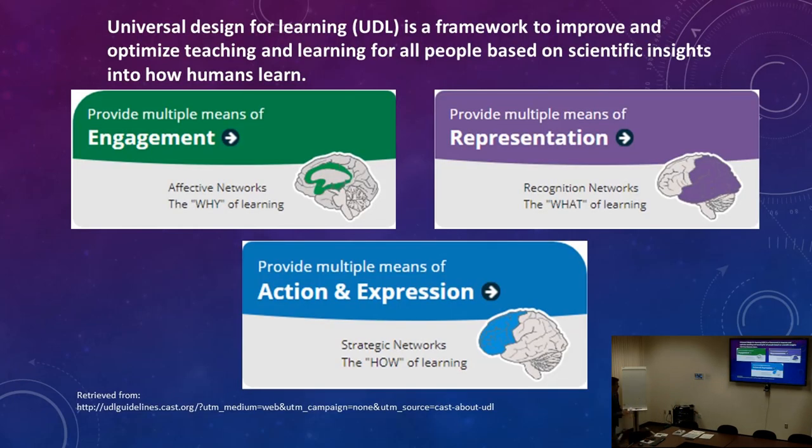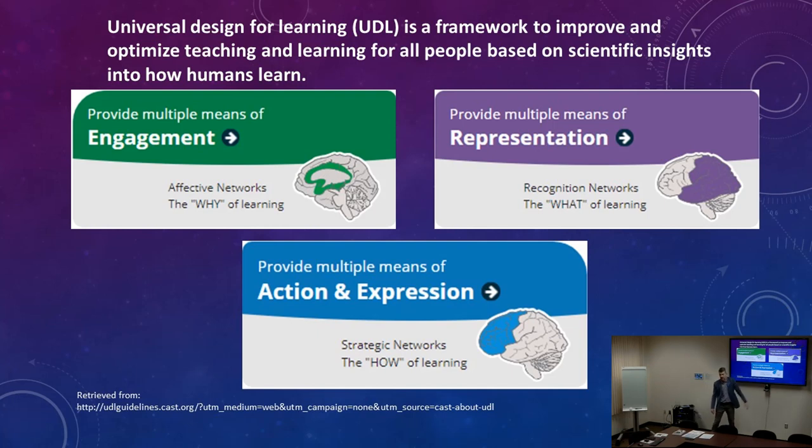So let's examine. The things that we're looking at with universal design for learning are, we want to allow multiple means of engagement for students. We want to allow multiple means of representation for their work. And we want to allow multiple means of action and expression.